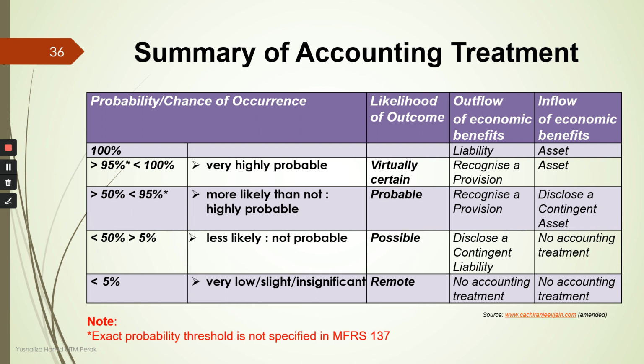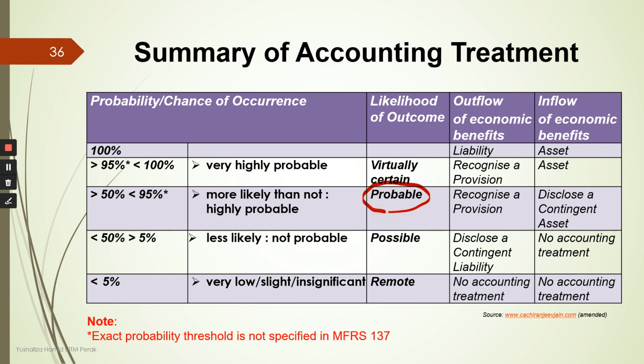If you look at the first row, that is where you recognize as just the normal liability and asset. When it is more than 95% virtually certain for an inflow of economic benefits, that is not a contingent asset, that is an asset. Whereas for outflow of economic benefits, that will be recognized as a provision. And you can see that this is probable.